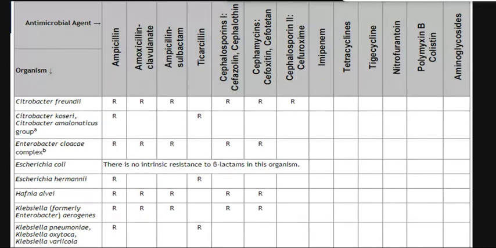So this is what I'm trying to emphasize by presenting you this one. Like for example, for E. coli, lahat pwede, susceptible siya. Wala siyang resistance. This is what we call intrinsic resistance. Innate doon sa bacteria na resistant siya sa antibiotic na yon, na hindi pwedeng mangyari na susceptible siya.